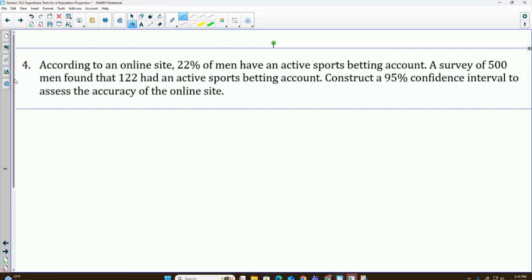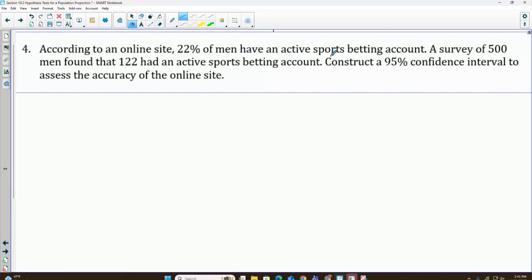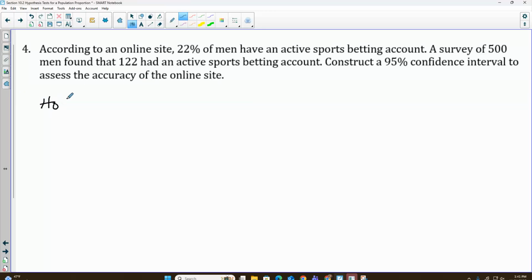Last one here. According to an online site, 22% of men have an active sports betting account. A survey of 500 men found that 122 had an active sports betting account. Construct a 95% confidence interval to assess the accuracy of the online site. What's my null hypothesis? What would my alternative be?